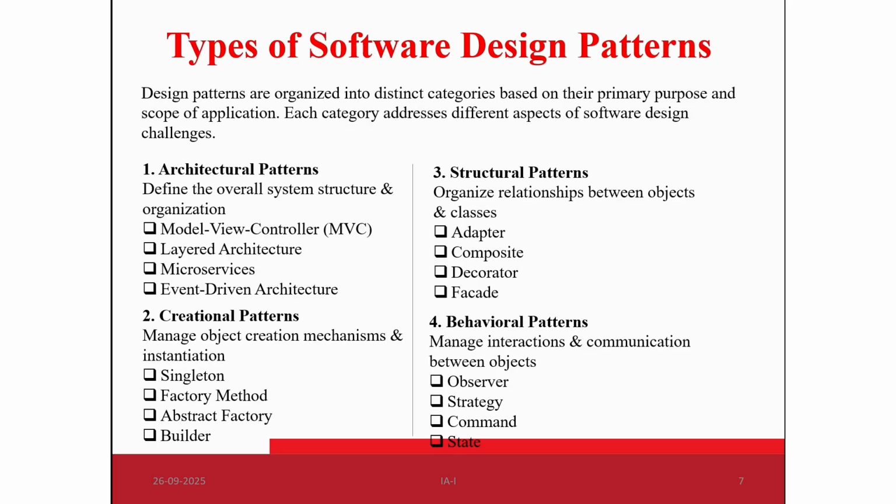So now let's look at the main types of design patterns. There are four categories. First is architectural patterns. This defines the structure of the whole system. Examples are MVC, layered architecture, microservices, and event-driven architecture. Second, creational patterns. This deals with object creation. Examples are singleton, factory method, abstract factory, and builder. Third, structural patterns. These organize relationships between classes and objects. Examples are adapter, composite, decorator, and facade. Fourth, behavioral patterns. This manages how objects communicate. Examples are observer, strategy, command, and state.